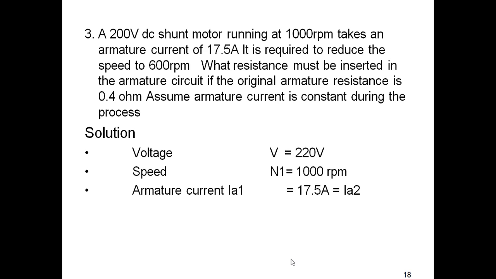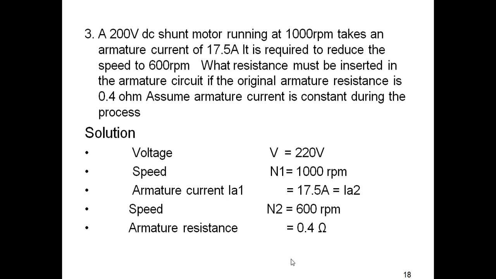So IA1 is equal to IA2 is equal to 17.5 amperes. And the second speed, that is N2, is given as 600 rpm, and the armature resistance is given as 0.4 ohms, and we have to find the additional inserted resistance.